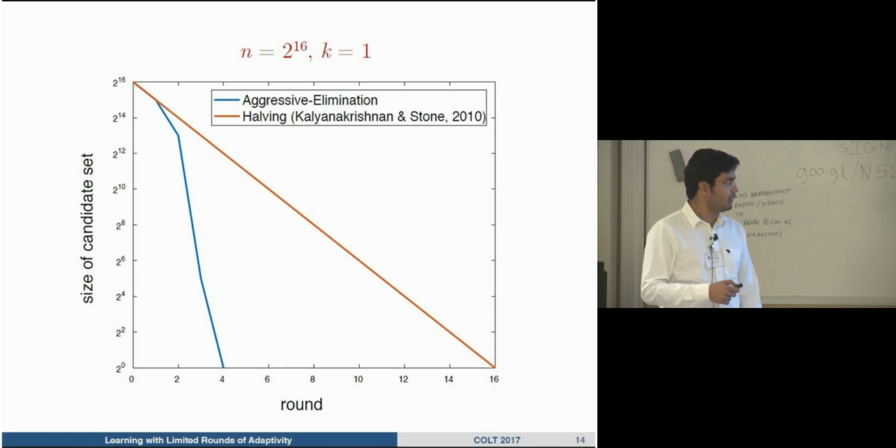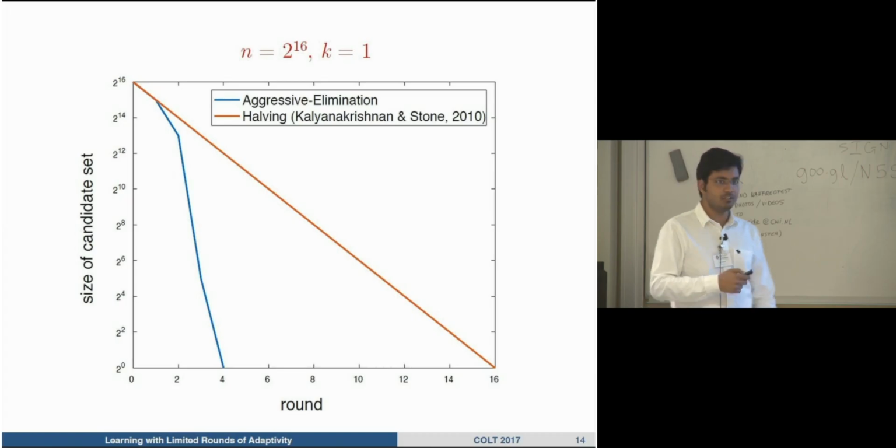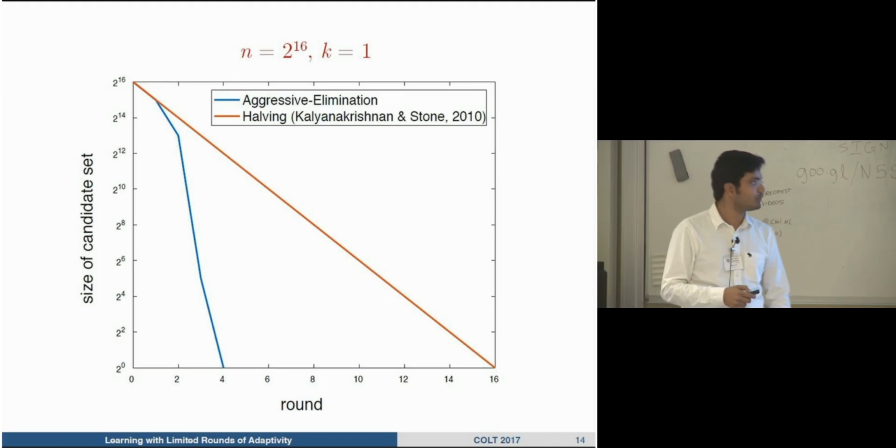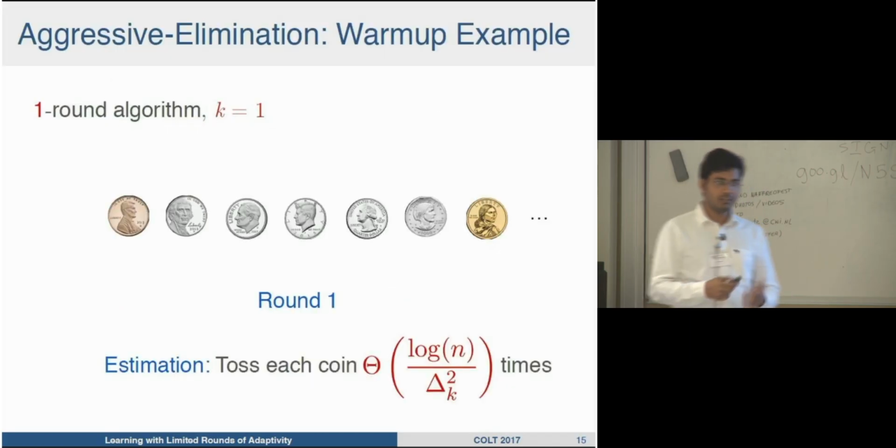Here's a comparison of our algorithm with the algorithm of Kalyanakrishnan and Stone. This is a plot of round versus the number of candidate sets in each round, and we can see that after round 1, our elimination strategy becomes much more aggressive and finishes in 4 rounds, whereas the other algorithm requires 16 rounds. So I'll illustrate our algorithm through 2 examples.